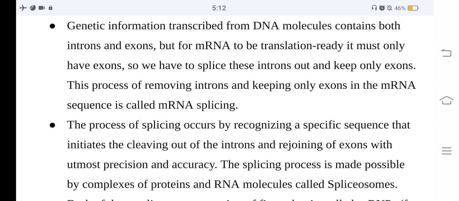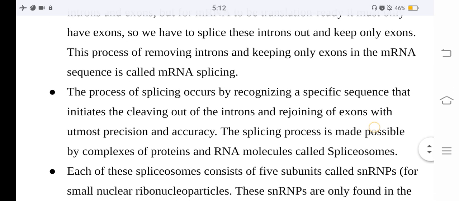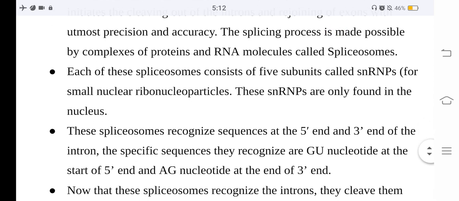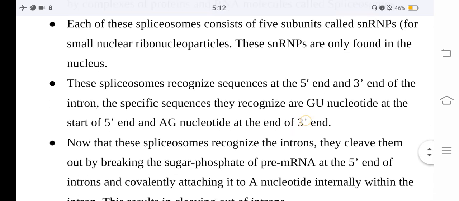The splicing process is made possible by complexes of proteins and RNA molecules called spliceosomes. Each of the spliceosomes consists of 5 subunits called snRNPs, for small nuclear ribonucleoparticles. These snRNPs are only found in the nucleus. These spliceosomes recognize sequences at the 5' end and 3' end of the intron. The specific sequence they recognize are the GU nucleotides at the start of the 5' end and the AG nucleotides at the end of the 3' end.